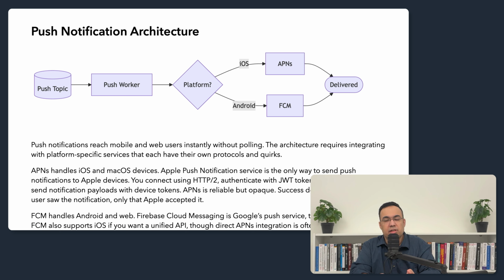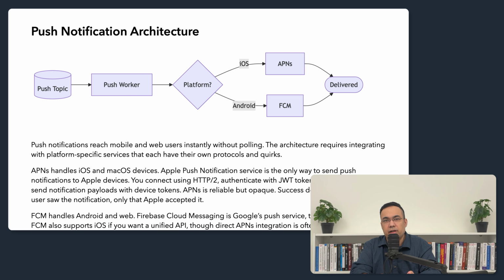APNs handles iOS and macOS devices. Apple Push Notification Service is the only way to send push notification to Apple devices. You cannot go around it. You connect using HTTP/2, authenticate with the JWT or certificates, and send notification payloads with device registrations. APNs is reliable but opaque. Success means Apple accepted it, not that the user saw it.